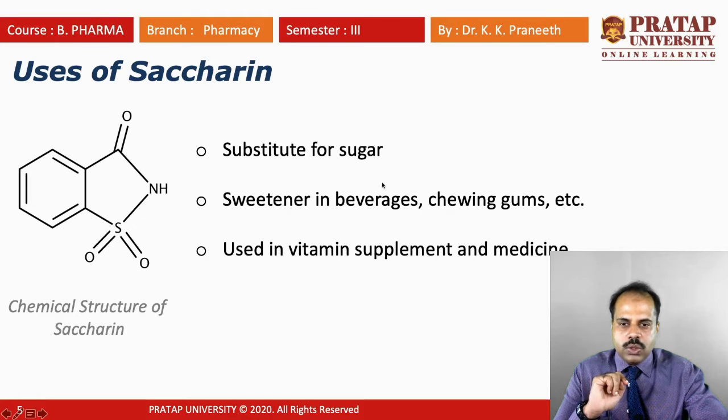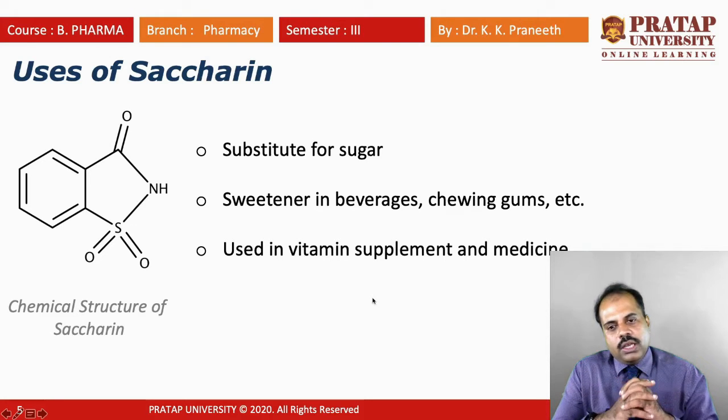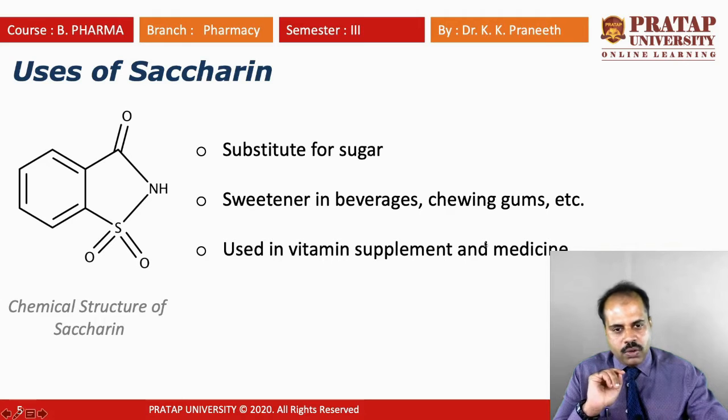It's a substitute for sugar, used as a sweetener in beverages, and also in chewing gums for sweetening purposes. It is also used for sweetening vitamin supplements, because vitamins are sour, so we add saccharine to make them consumable. And as I mentioned before, it can be used as a sweetener in medicine also.